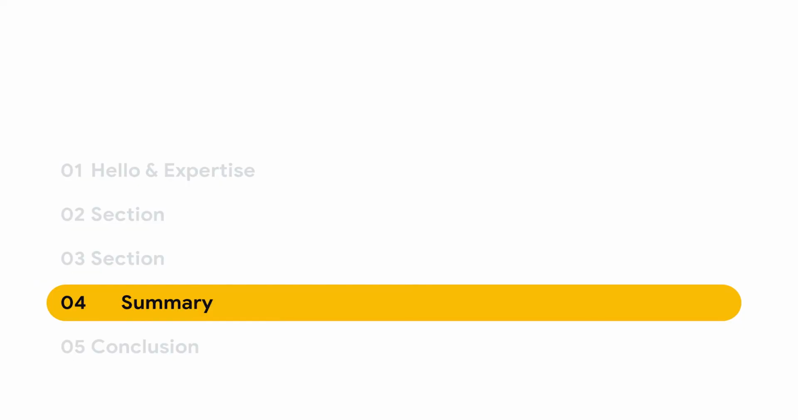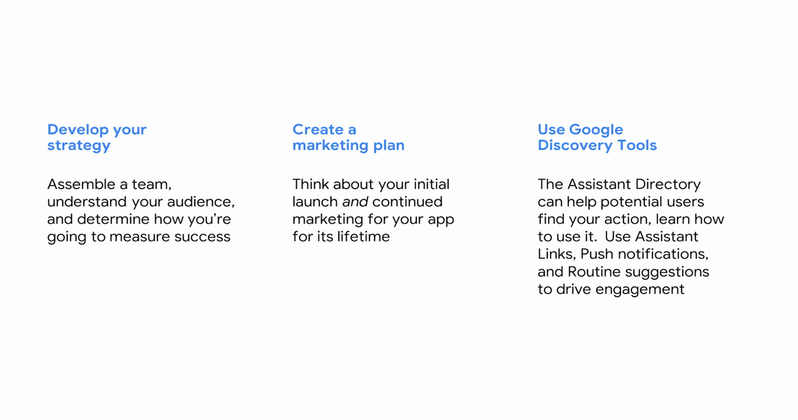All right. Now time for a quick recap of what we covered. Building a marketing plan for actions on Google is critical to establishing and growing an audience of people to engage with the action your team has worked so hard to make. Remember that it's important to plan ahead by putting together a cross-functional team who understands your audience and how you're going to measure the success of your marketing campaigns.